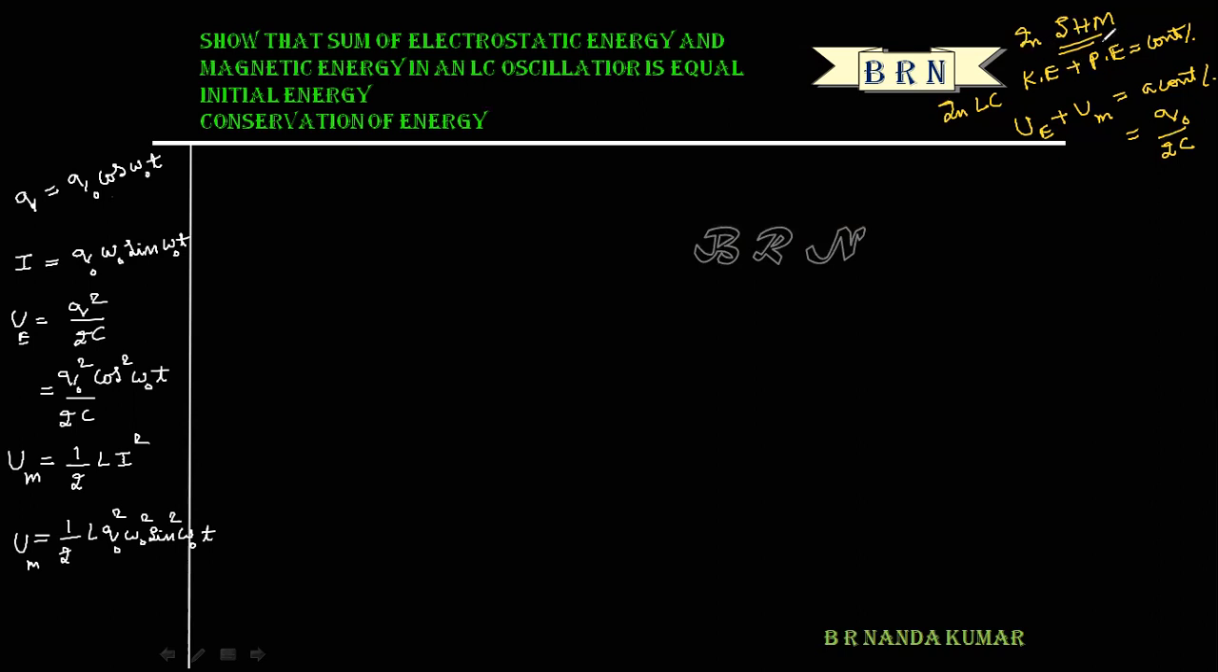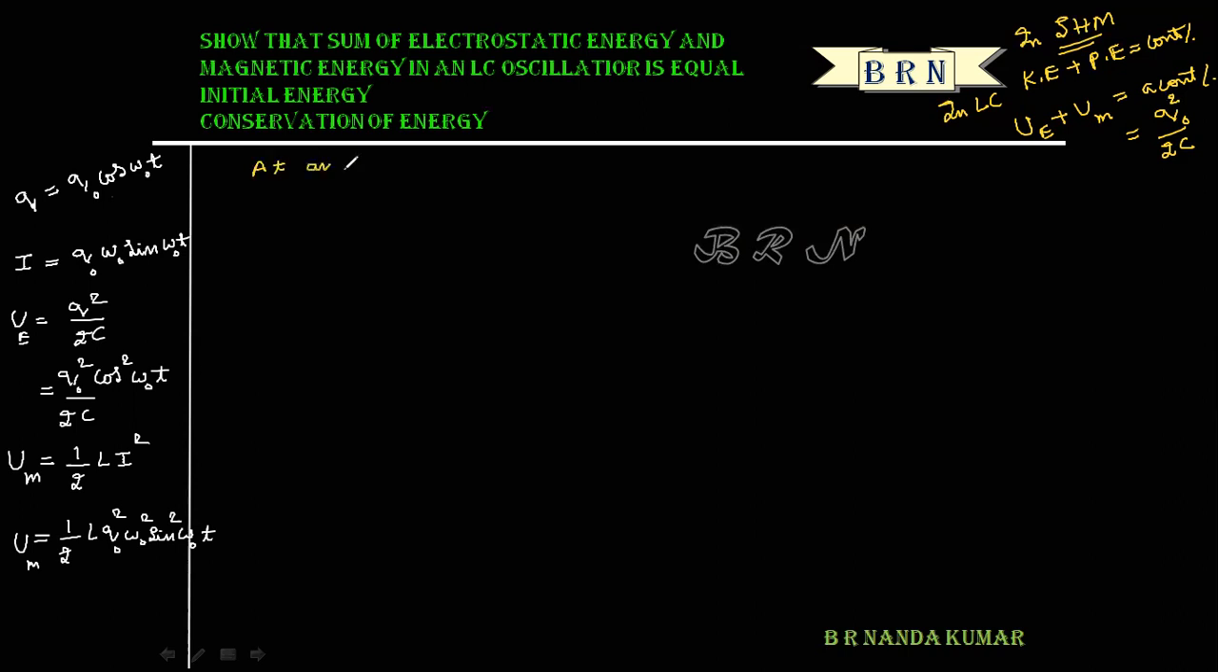So in simple harmonic motion, the sum of kinetic energy and potential energy of a particle executing simple harmonic motion is constant. So in LC oscillations, the sum of electrostatic potential energy and magnetic potential energy at any instant of time will remain constant. That value is exactly equal to the initial energy, that is Q naught square divided by 2C.